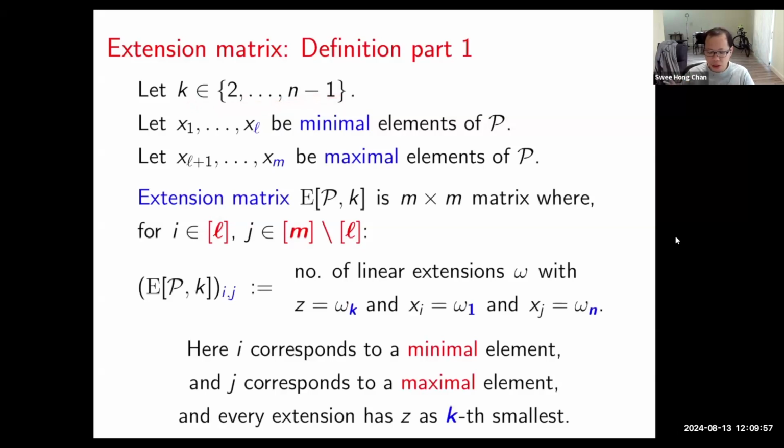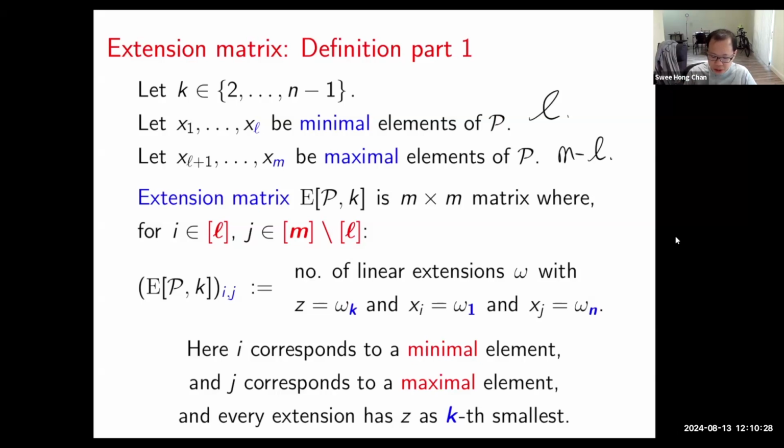Another assumption we make is that x1 up to xL are the minimal elements of the poset, so there are L many of them. And we assume that x_{L+1} up to xn are the maximal elements. So this means that there are n minus L maximal elements and L minimal elements. It's a simplifying notation because otherwise things get really messy really soon.